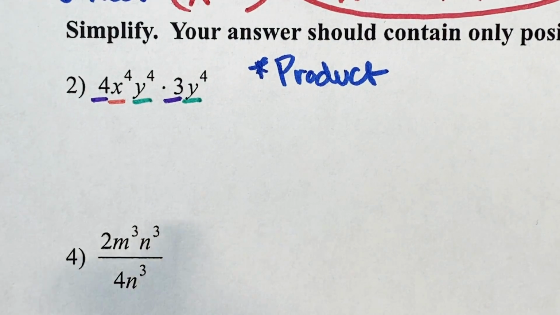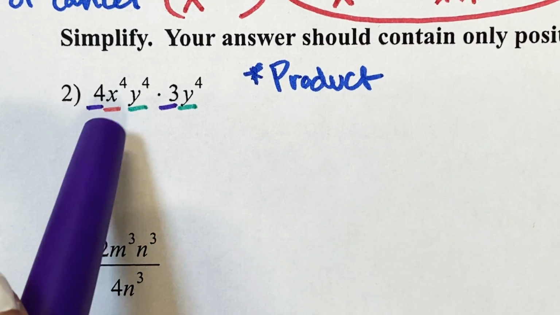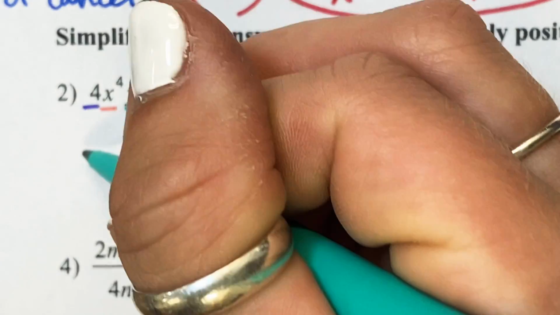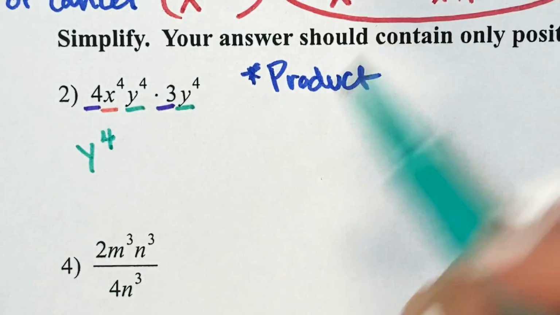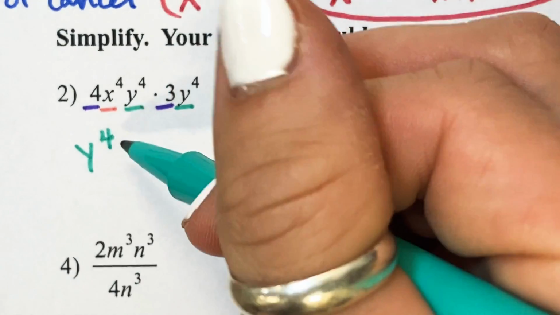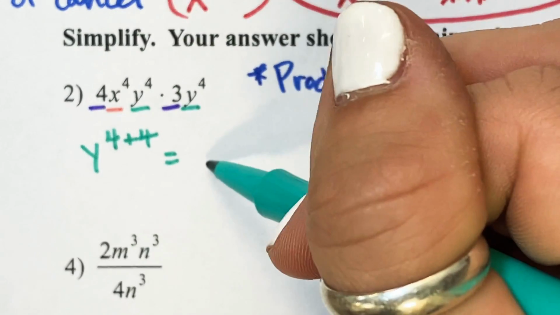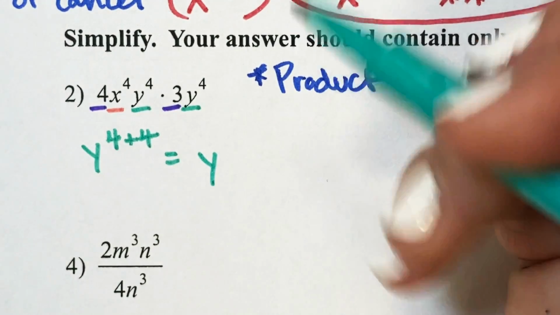So let's combine our y's first. We can't combine our x's, it's our only x, so let's just combine our y's. I have y to the 4th, plus another 4 y's, so y to the 4 plus 4. What is y going to be to the power of?